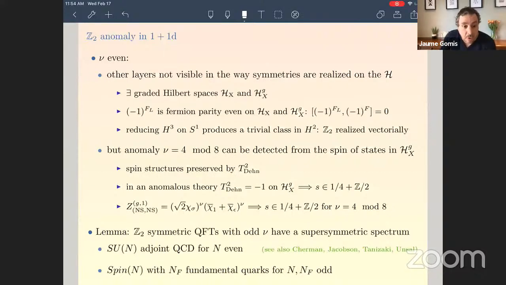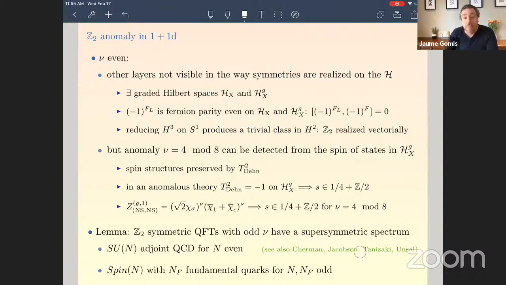Just a couple of comments here. Very similar to what I said in 0+1 dimensions, the fact that for nu odd, (-1)^F left becomes fermion odd tells you immediately that theories that have an odd nu anomaly, and now these can be interacting theories, it can be a 1+1 dimensional gauge theory with Yukawa couplings, whatever you want, will have a supersymmetric spectrum. So in particular, if you take SU(N) adjoint QCD for N even, the prediction is that this theory will have a supersymmetric spectrum in the Ramond sector.